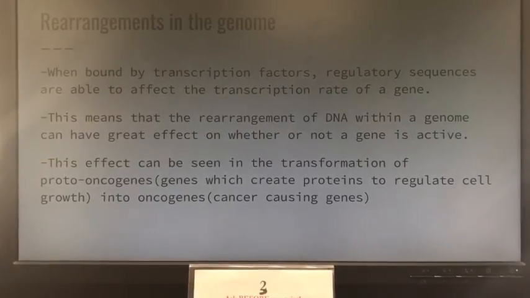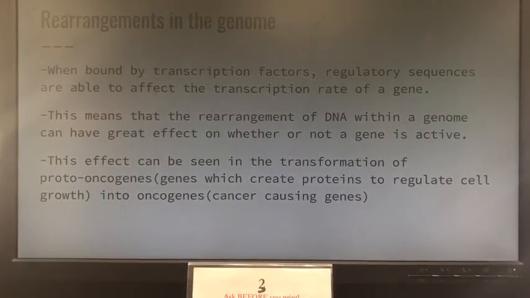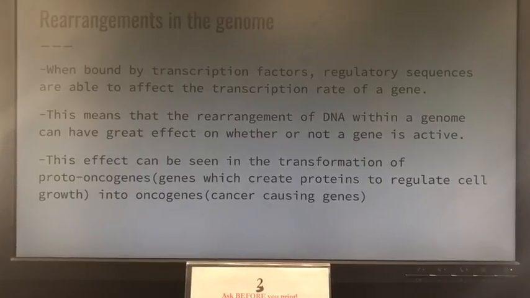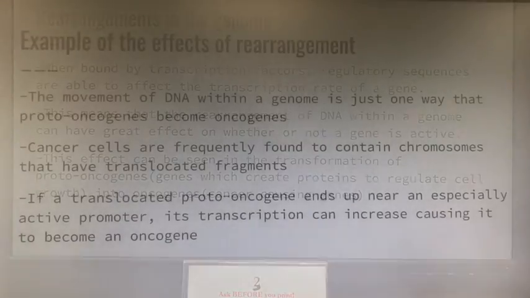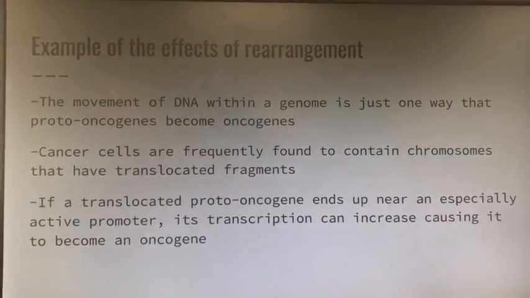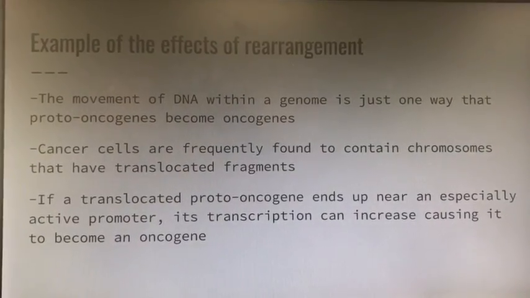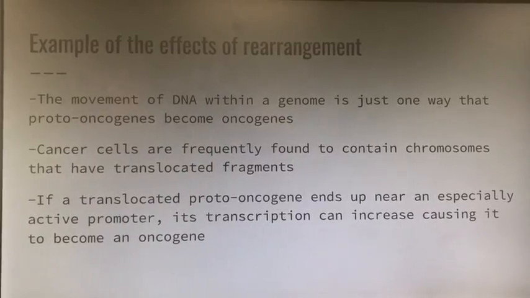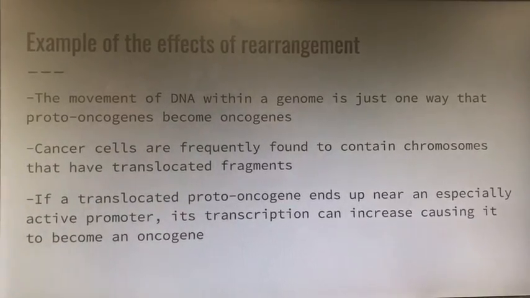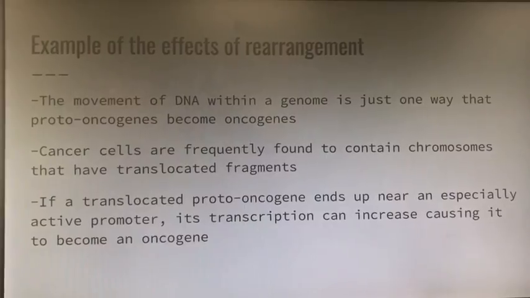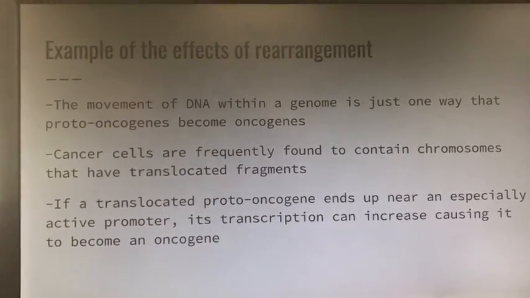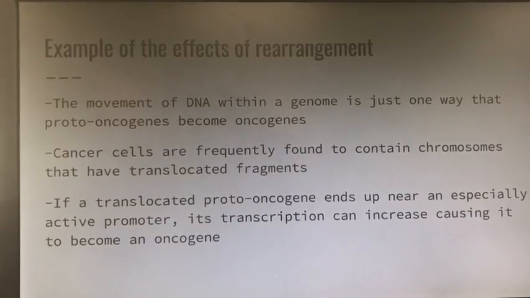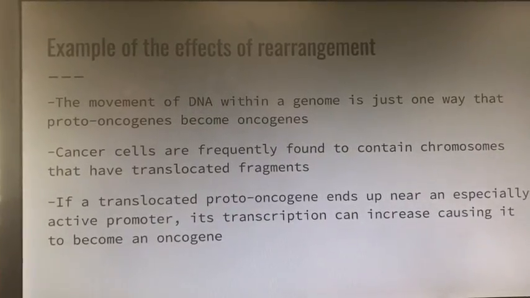This effect can be seen in the transformation of proto-oncogenes, which are genes that create proteins to regulate cell growth, into oncogenes, which are cancer-causing genes. The movement of DNA within a genome is just one way that proto-oncogenes become oncogenes. However, for the purposes of our video, we are only going to be focusing on the translocation of DNA as proto-oncogenes become oncogenes. So, cancer cells are frequently found to contain chromosomes that have translocated fragments.